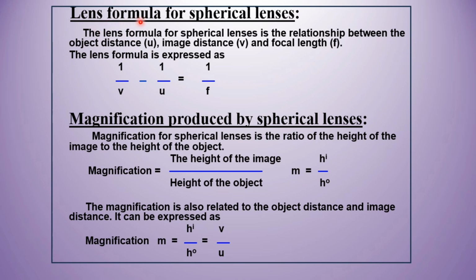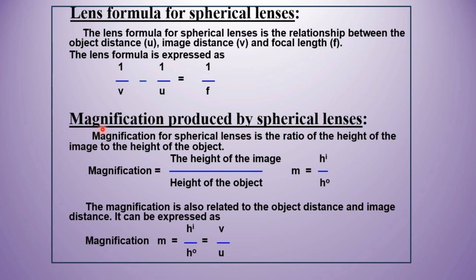Lens formula for spherical lenses. The lens formula is the relationship between the object distance, image distance and focal length. The lens formula is given as follows: 1 by v minus 1 by u is equal to 1 by f, where v is the image distance, u is the object distance, and f is the focal length.